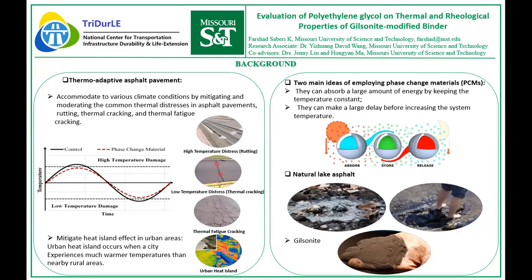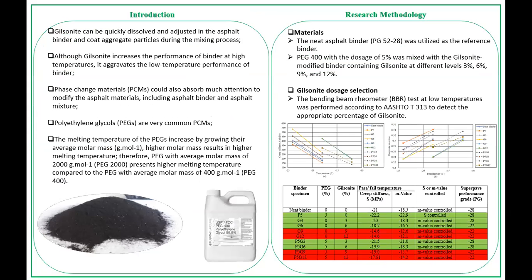For this purpose, we use phase change materials because they can absorb a large amount of energy while keeping the temperature constant, and also they can make a large delay before increasing the system temperature. Another modifier that we used was natural lake asphalt that can be found in different forms like a powder, which is Gilsonite. Gilsonite can be quickly dissolved and adjusted in asphalt binder and coat aggregate particles. And also it can improve the high temperature performance, but it decreases the low temperature performance.